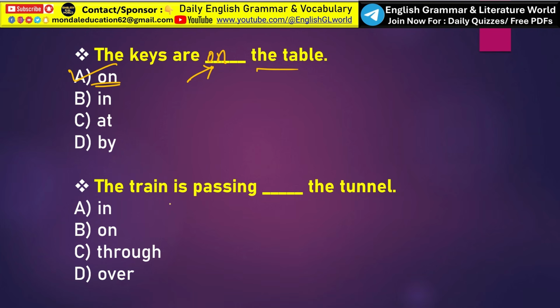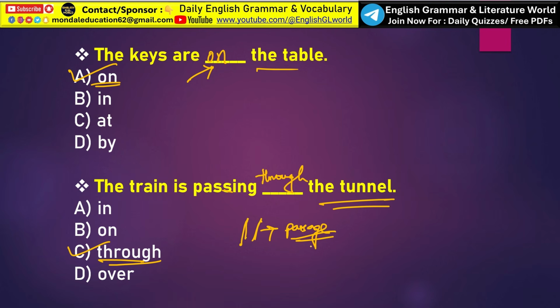Next, the train is passing dash the tunnel. Actually, here the correct answer is option C, that is through. So the train is passing through. Okay, through the tunnel. Through is used when something moves inside an enclosed space from one side to another side. Okay, a tunnel is a passage with walls around it, so the train moves inside it. That's why we have to use preposition through.